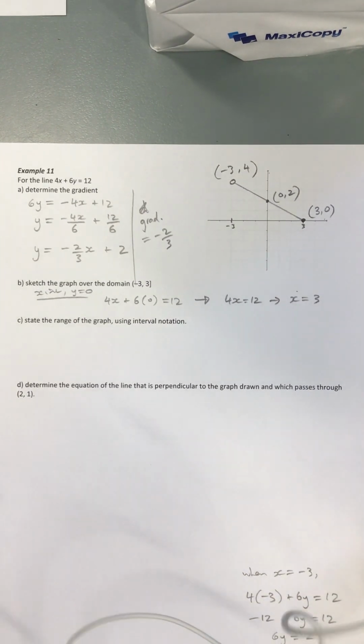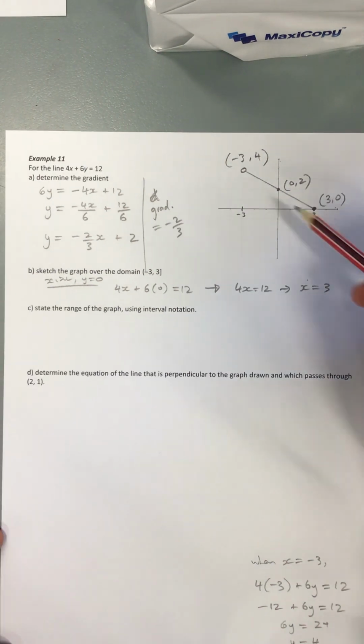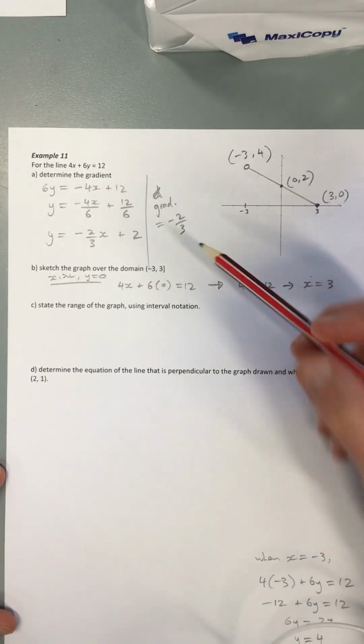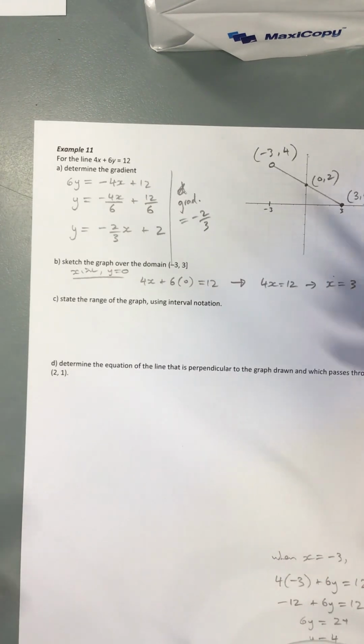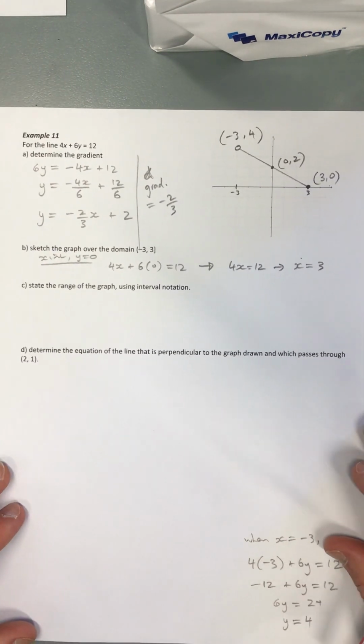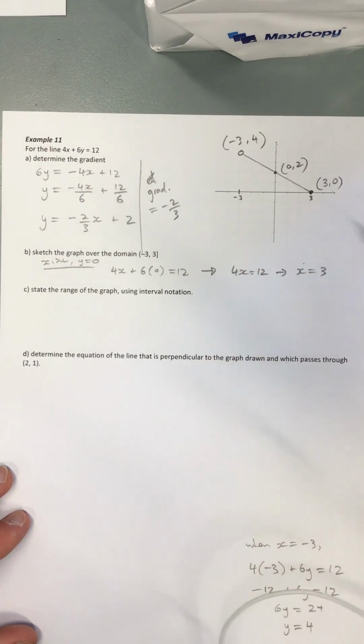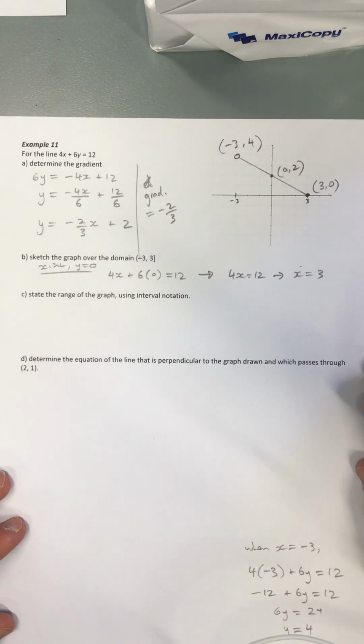So that's sketching a linear graph, good bit of revision there, but also good to think about domain, because often when you're asked to sketch graphs in methods, you'll be given a domain to sketch it over. So you have to pay careful attention to that and not just sketch the graph going forever in both directions.